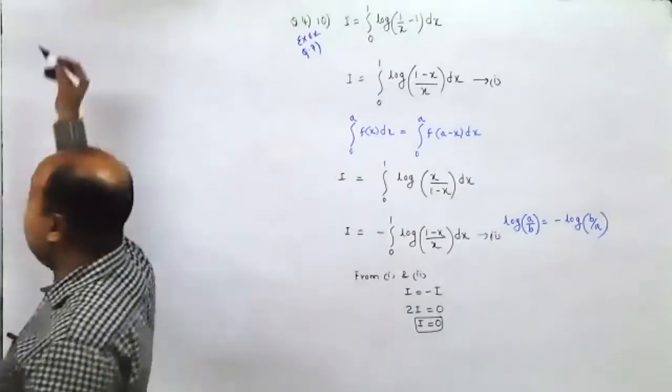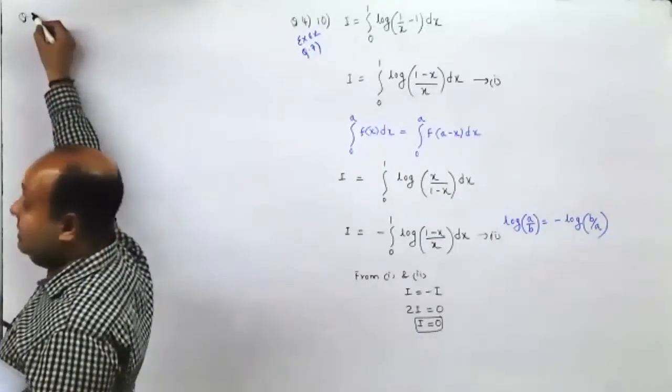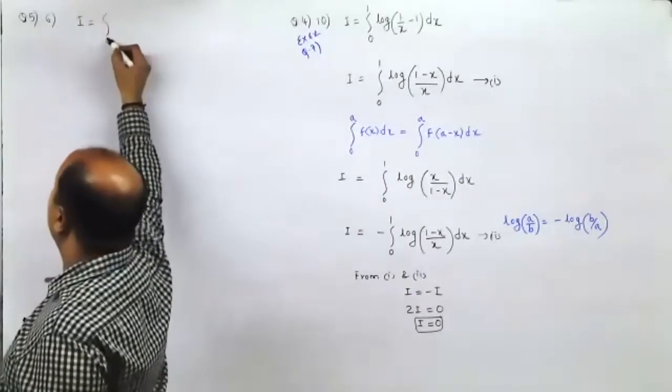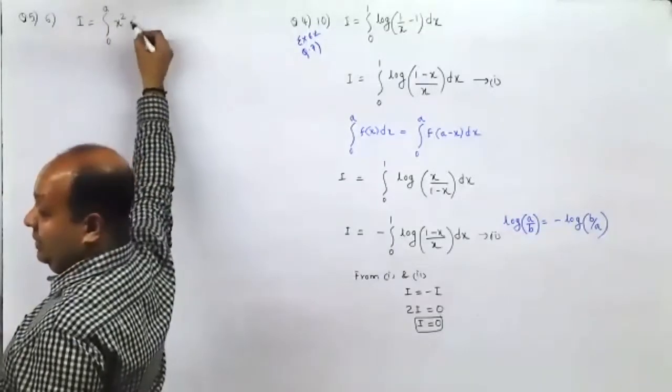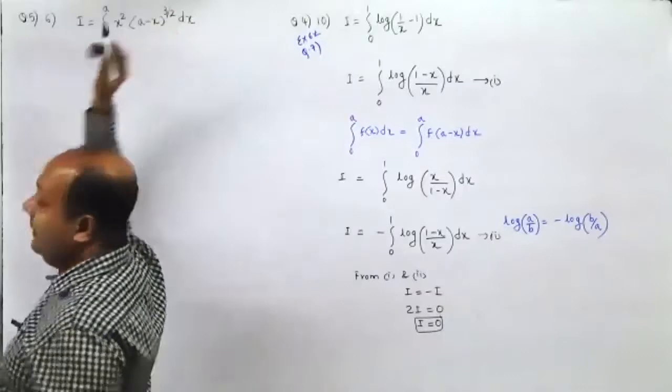Next, come to question number 5, the 6th part. I equal to integral 0 to a of x square into (a minus x) raised to 3 by 2 dx.